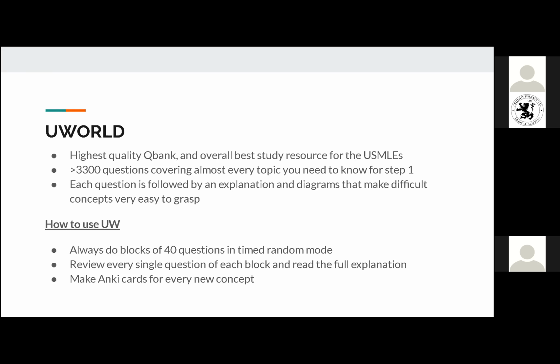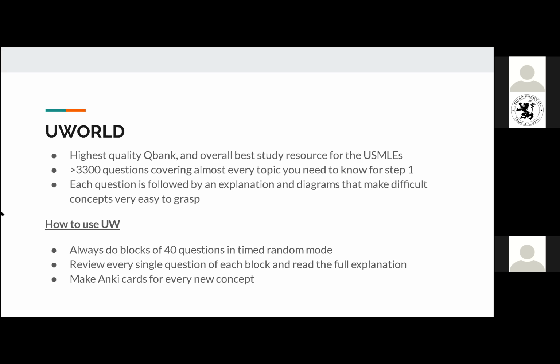After you answer each question, it's followed by the correct answer and explanation, and they're really good in their explanations. They have diagrams and pictures that really help you understand difficult concepts, which is why the explanations for UWorld are really the highest quality resource for USMLE.